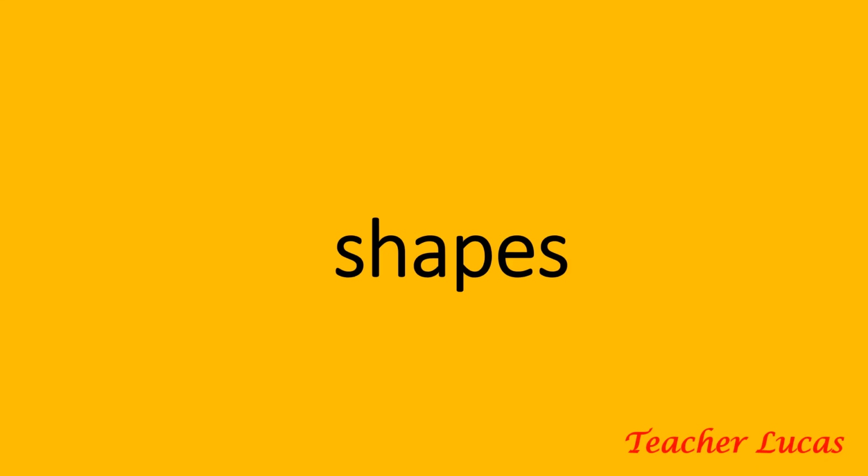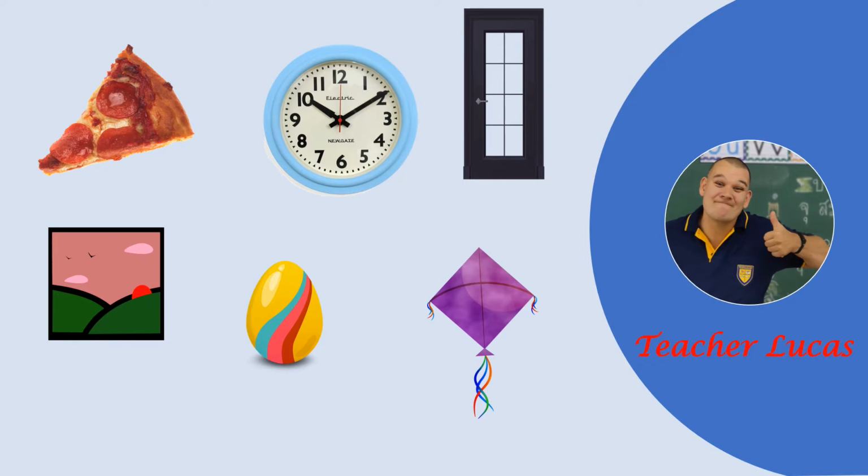Shapes. What have you seen in the pictures? There is a pizza. Yes, correct. What else? There is a clock. Very good. What else? There is a window. Very good. Anything else? There is a door. Yes, correct. What else? There is an egg. Very good. Last one. There is a kite. Good job.